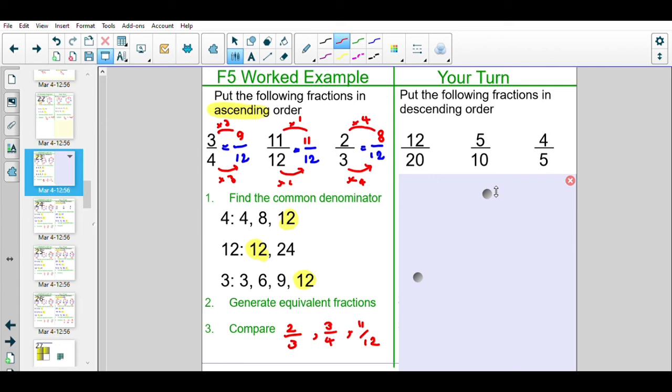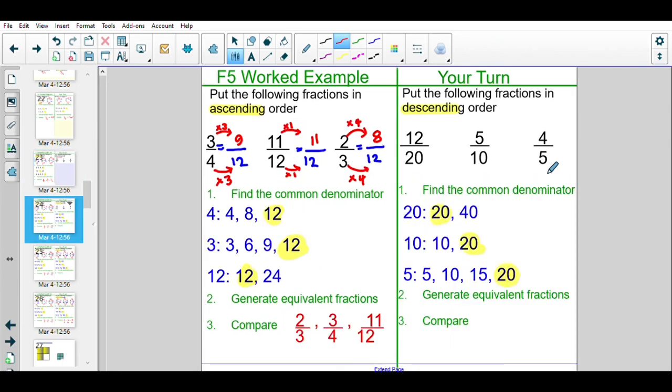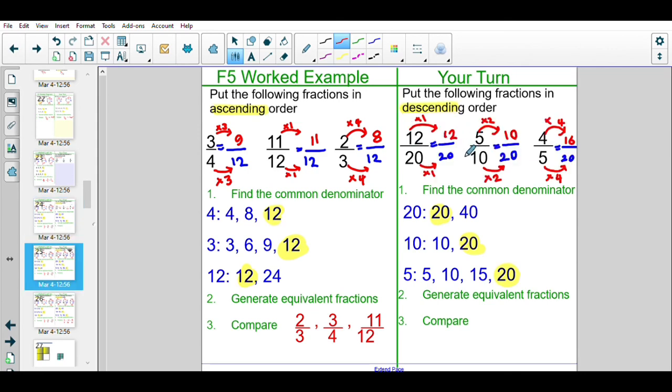Please pause the video and have a go at these questions. We want to write down in descending order. That means from the largest to the smallest. The fractions don't have the common denominator, so I need to find the common denominator to be able to generate equivalent fractions. As you can see, 20 is the lowest common multiple. Then I generate equivalent fractions for each.